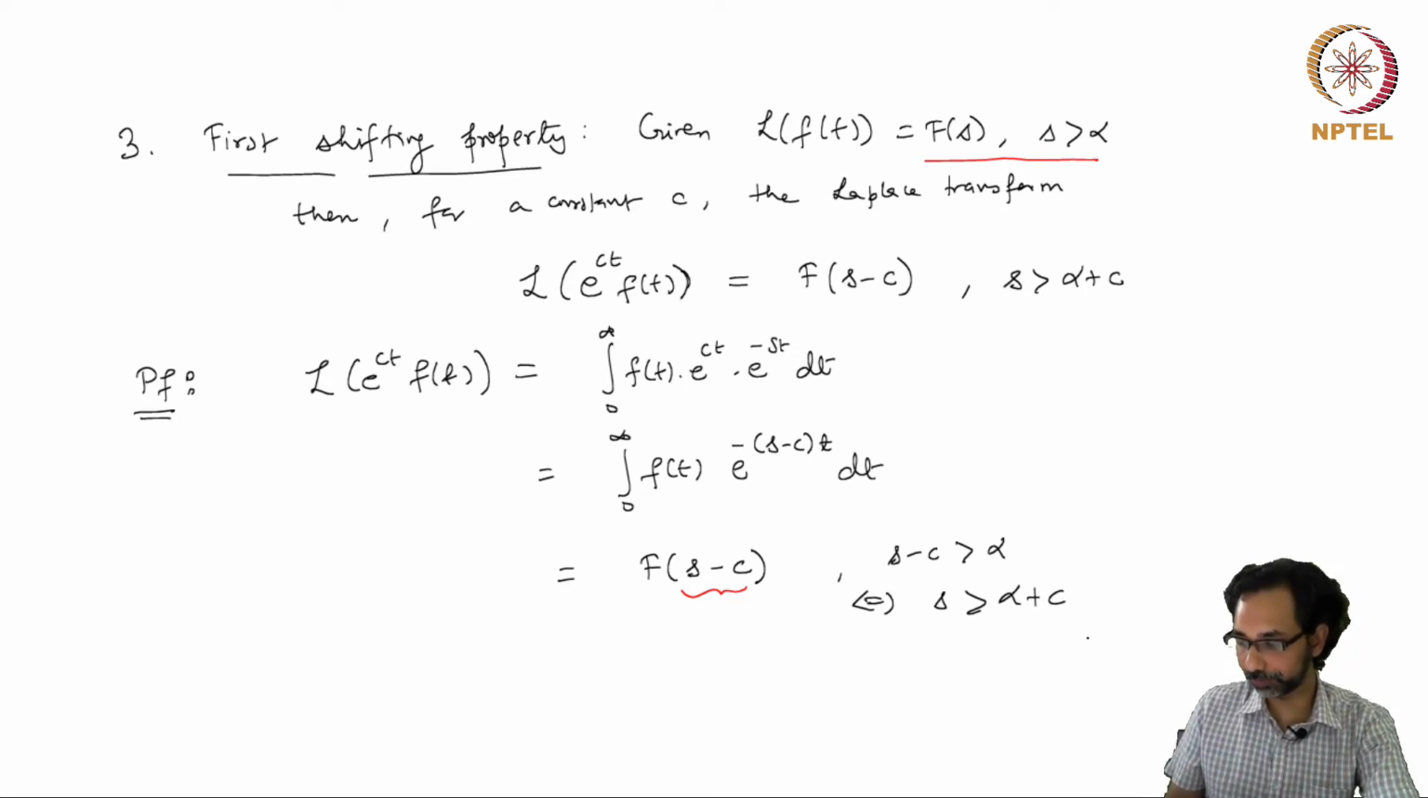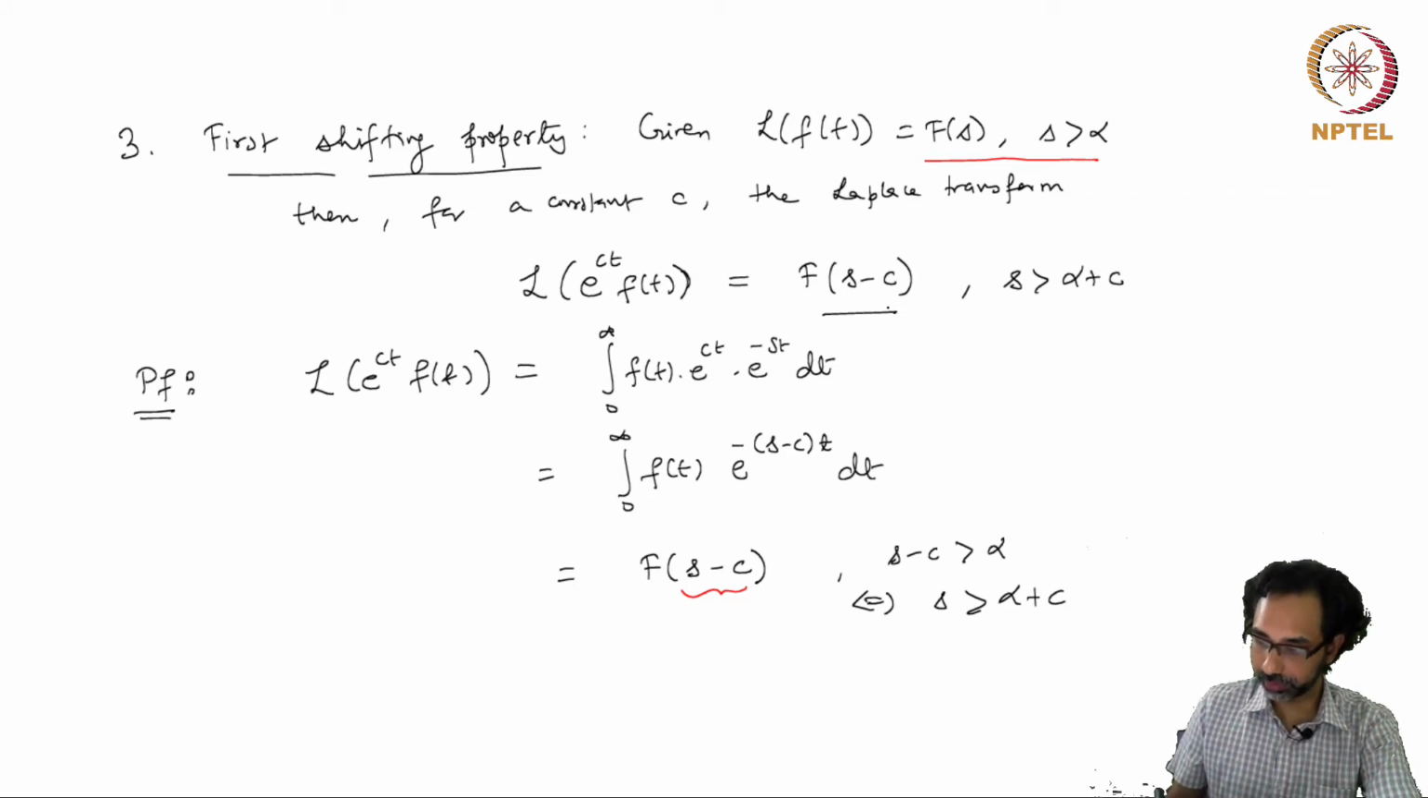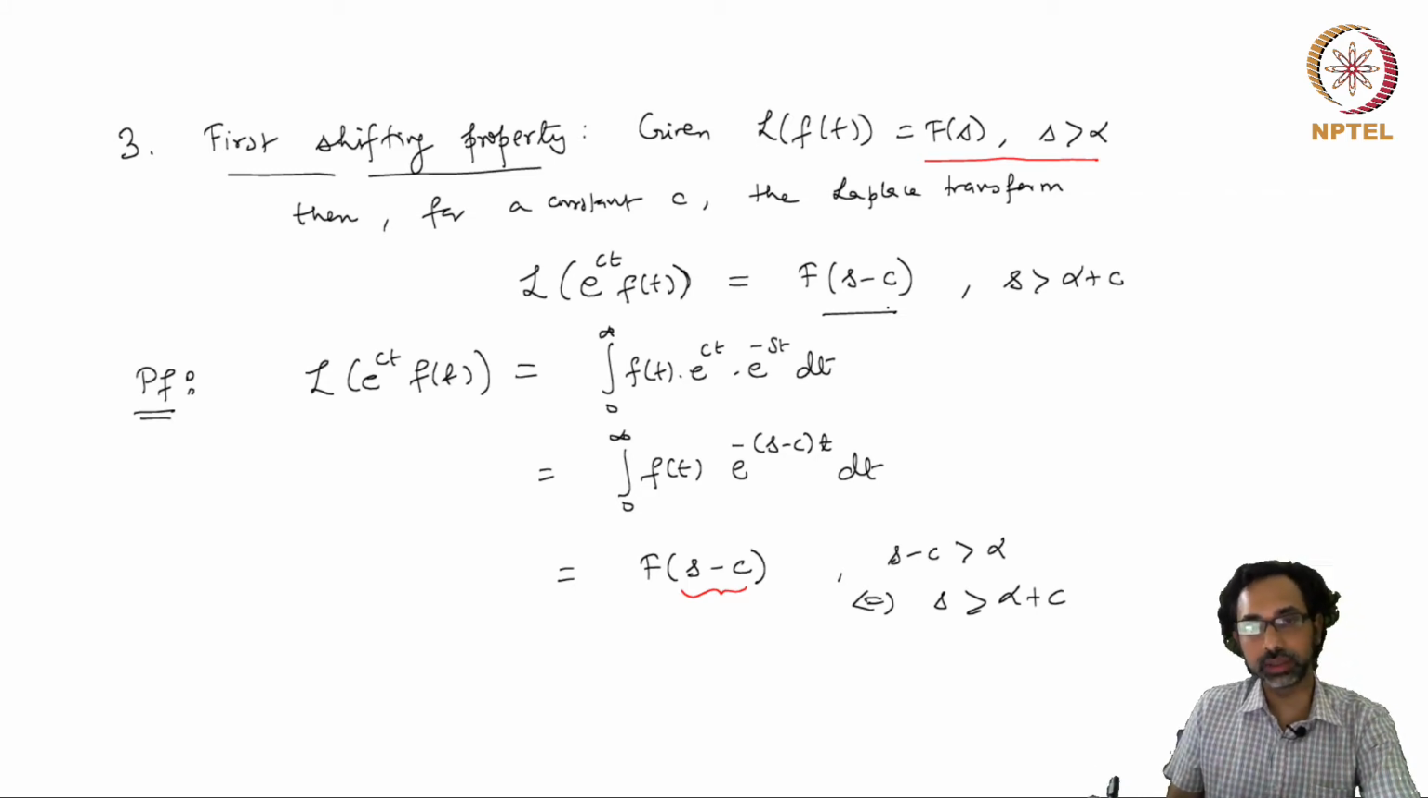So we have seen that when we multiply by an exponential function with constant c, the Laplace transform on the right hand side gets shifted by c horizontally. This is why it's called the first shifting property.